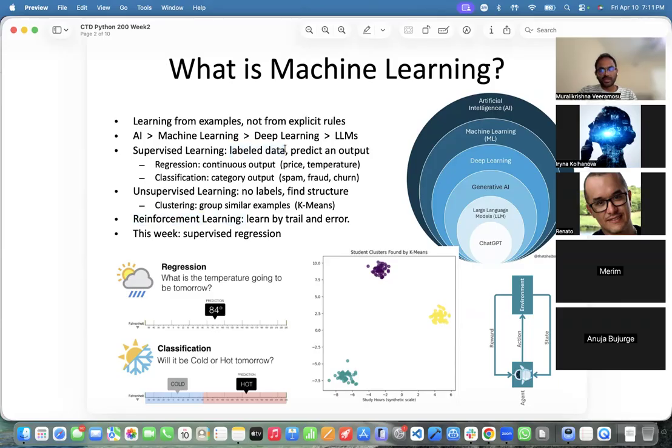We give the labeled data to the model, then it gets trained. Once the model is trained on the training data, we give test data to the model and test whether it is predicting well or not, right? So that is supervised learning. In supervised learning, we have labeled data. Within supervised learning, there are two techniques. One is regression, the other one is classification.